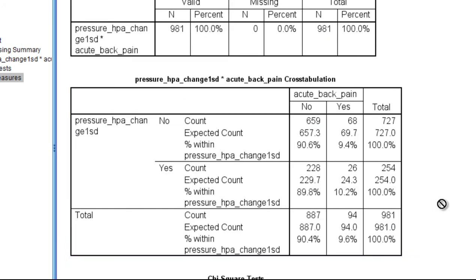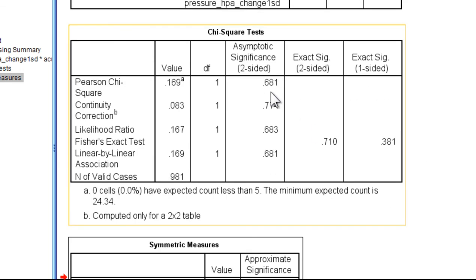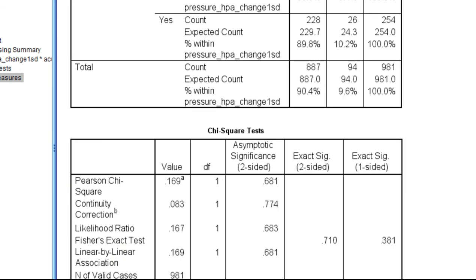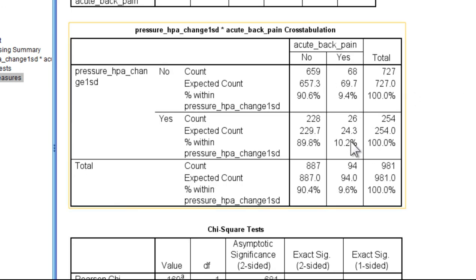So the null hypothesis of no difference between a change in barometric pressure and an increased percentage of people experiencing back pain was not rejected in this case. The null hypothesis was not rejected because the p-value is equal to 0.681. It would have had to come in at less than 0.05 to suggest that these percentages were different, but they're not based on these data.